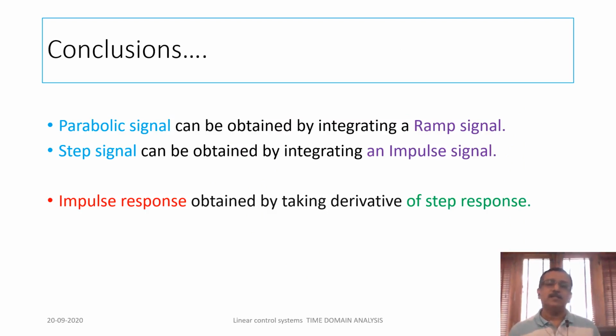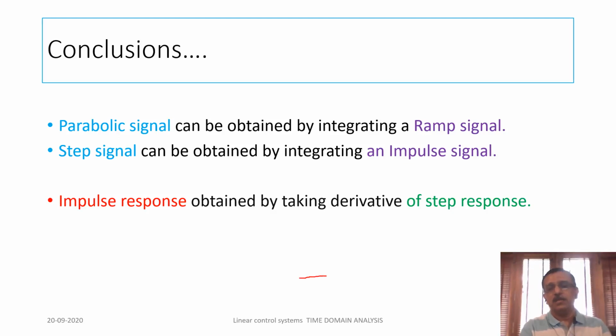If you integrate a step signal, you will get a ramp. If you integrate a ramp signal, you will get a parabola. Another thing is that if you have a step signal and you differentiate it, you will get an impulse. Impulse response can be obtained by taking the derivative of the step response.